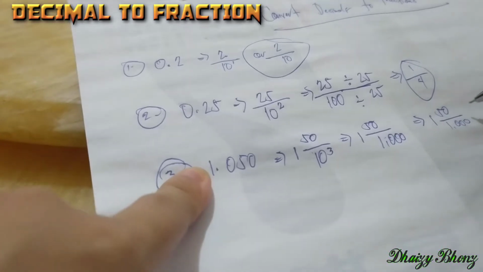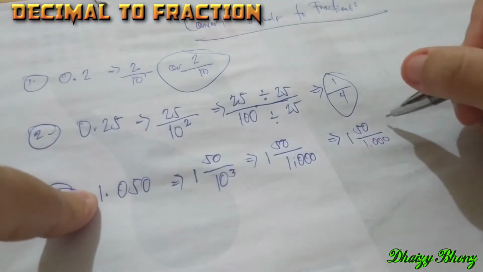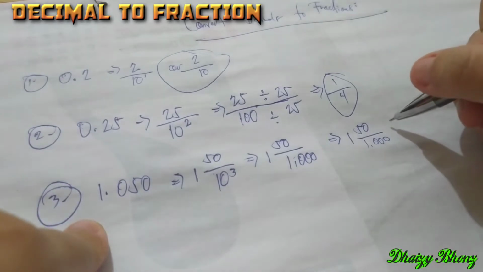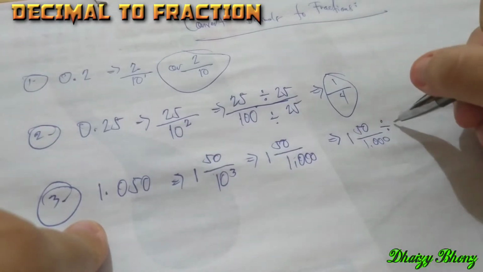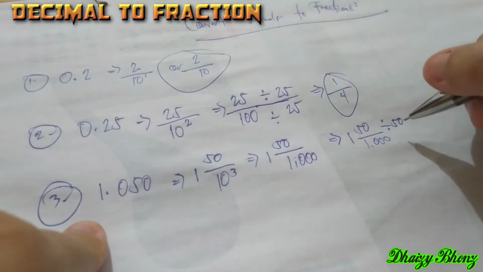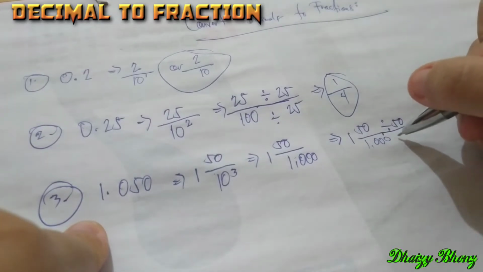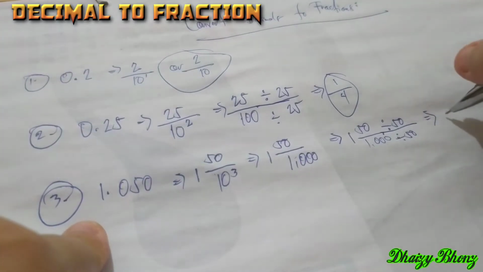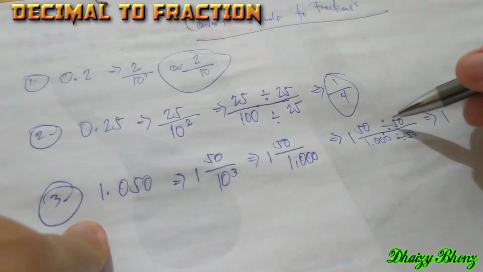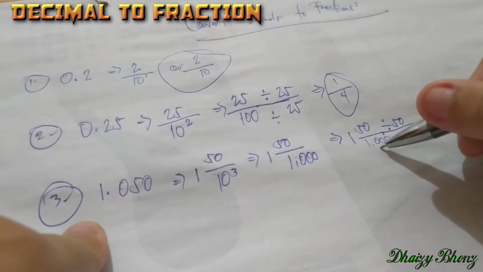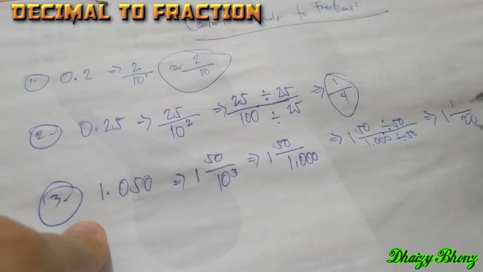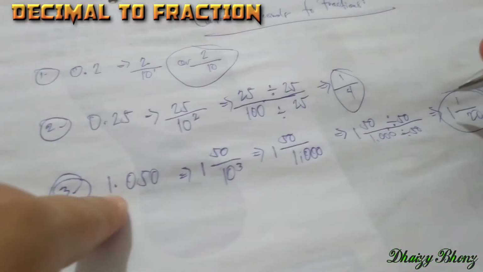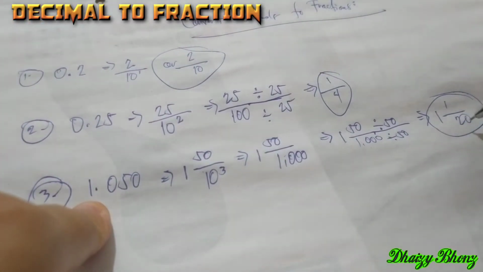1,000. Let's look for the greatest common factor of 50 over 1,000. So, we have 50 and 50, it's the same, 50. So, we have 1, copy again. 50 divided by 50 is 1 over 1000 divided by 50 is 20. That's it. From 1.050 to 1 and 1 over 20.